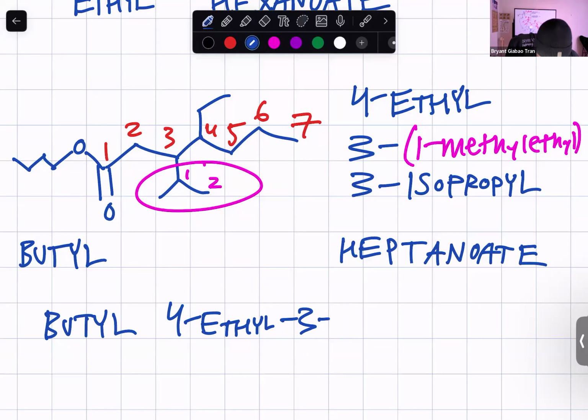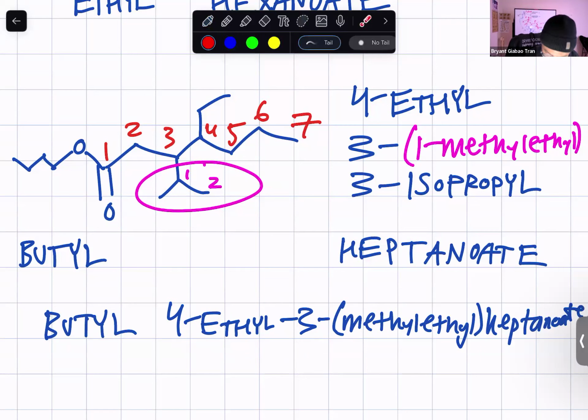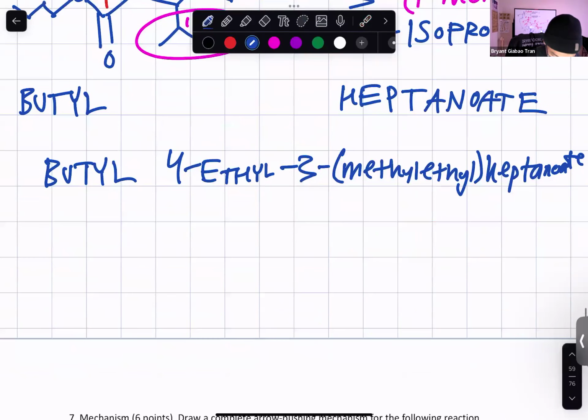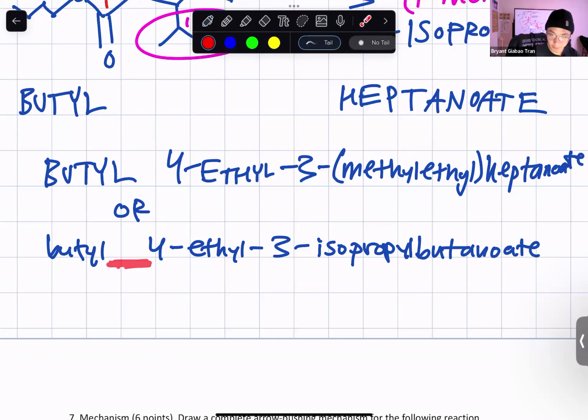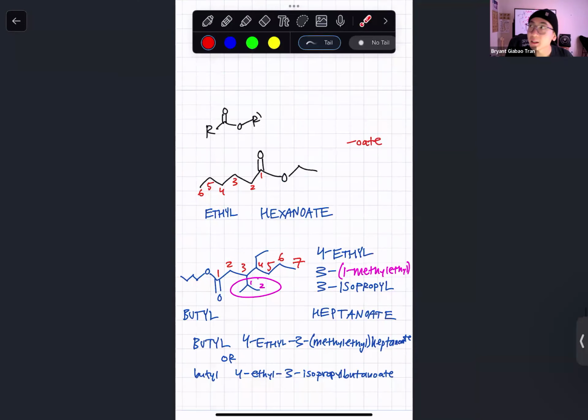1. Okay, the 1 I'm gonna leave it as 1 methyl ethyl heptanoate. Right. And we have to put parentheses here to represent that this is a complex substituent. Complex substituent like that. Or it could be butyl 4 ethyl 3 isopropyl butanoate. No space. There. But there is a space between the first word and the second word here. Yeah, and that's for esters. Ester, amide, anhydride.